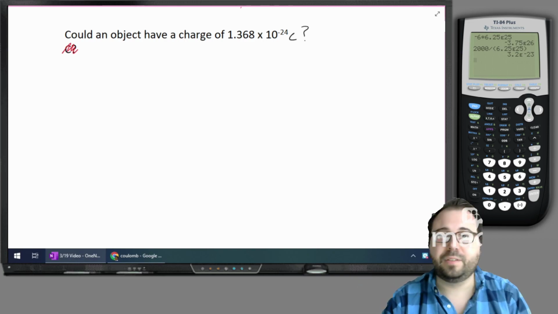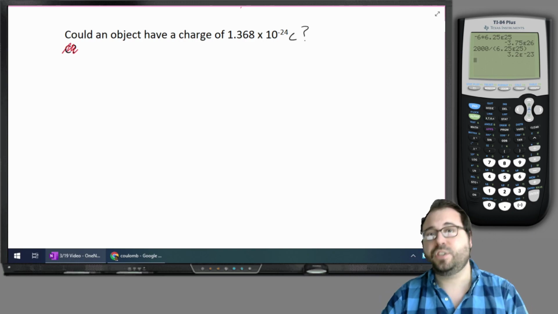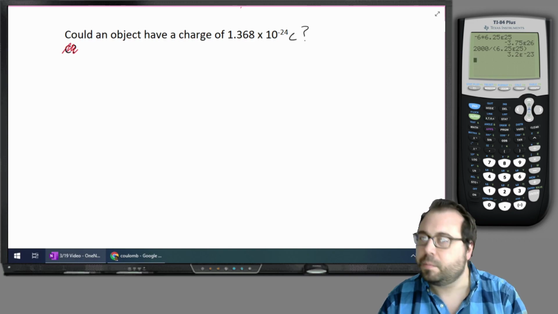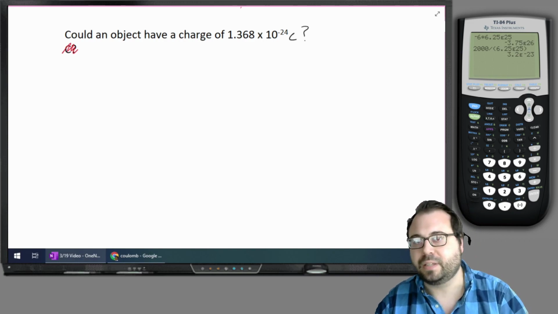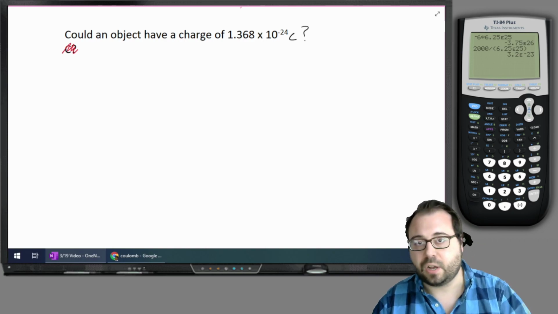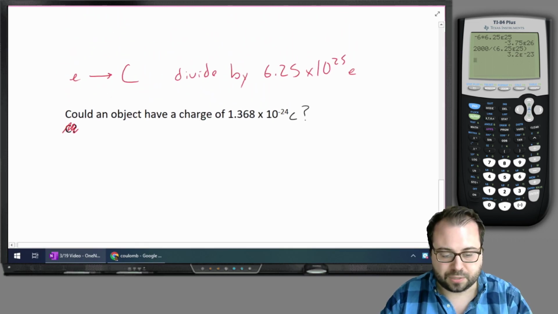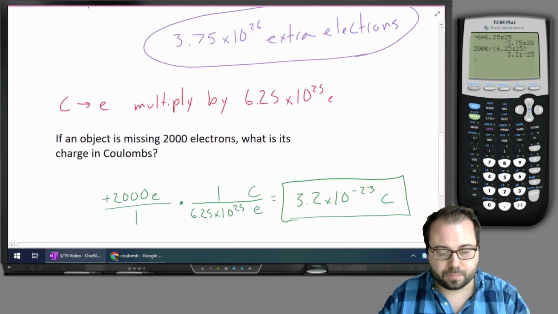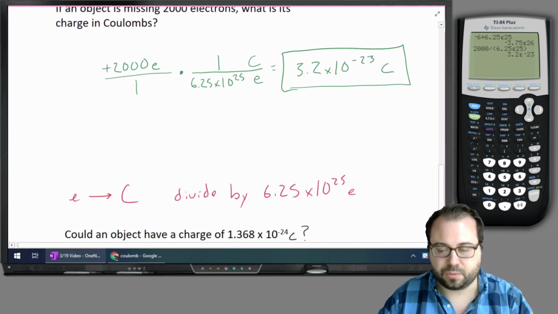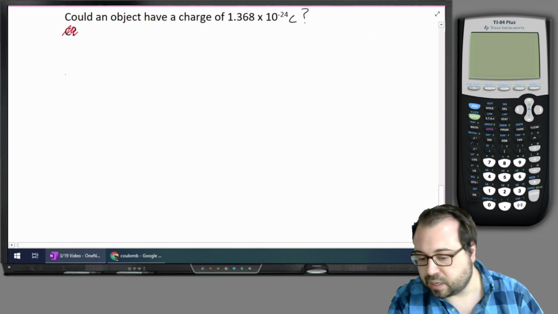Right. So all we've got to do is convert this to elementary charges. If we get an integer number, we know that yes, this is a possible charge an object can have. But if we get any decimal points, then we know it's not a possible charge an object could have. So let's try this one out. I have a charge here in coulombs. So as we remember, if I want to go from coulombs to elementary charges, I can multiply by 6.25 times 10 to the 25th elementary charges.